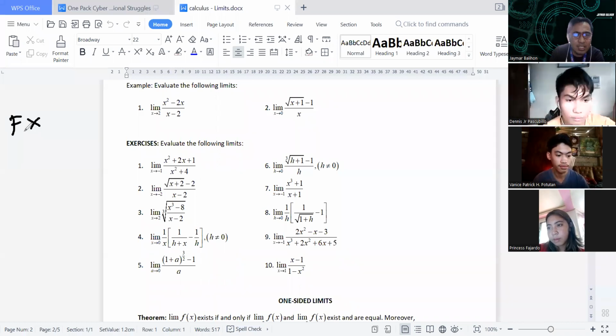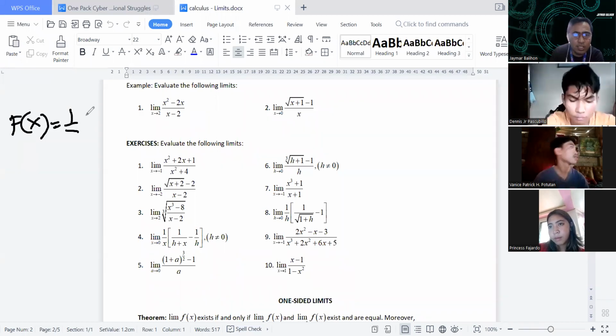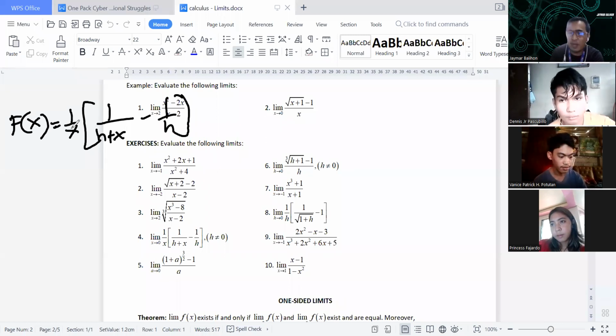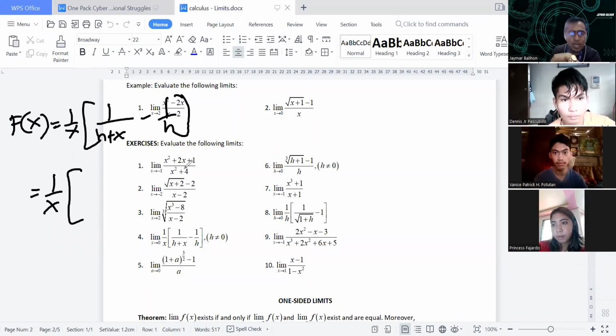Your f of x is equal to 1 over h plus x minus 1 over h. Again, our objective is to eliminate that x. So what we will be doing here, class, is we need to combine them first. So it will be now 1 over x. What is the LCD, class? You can tell me what is the LCD?